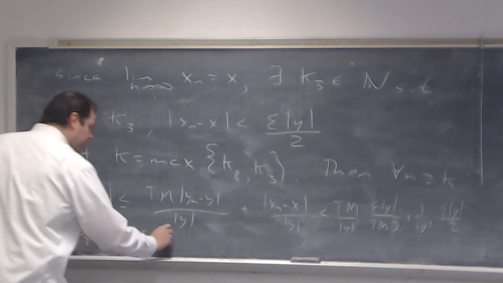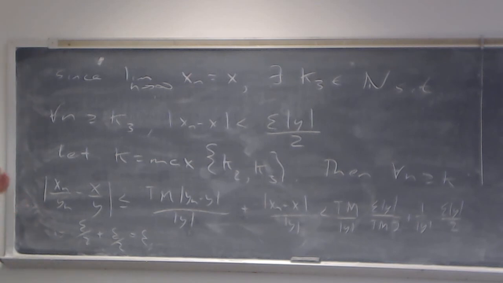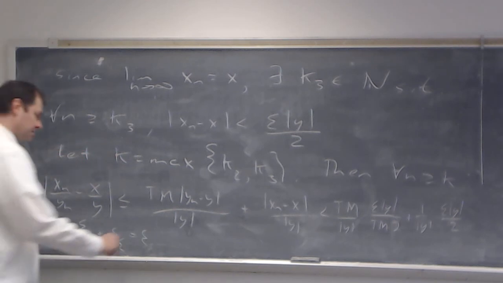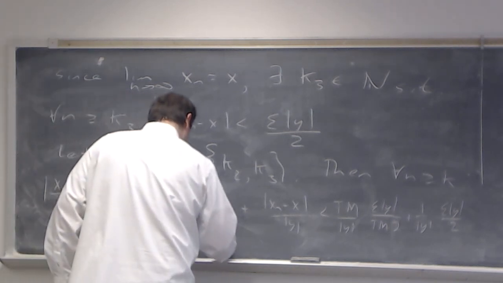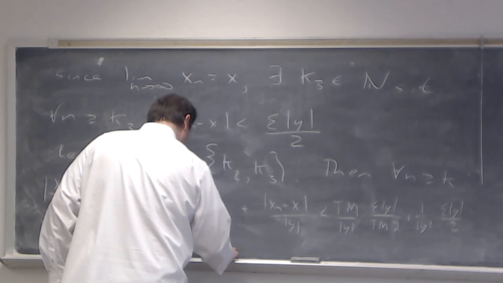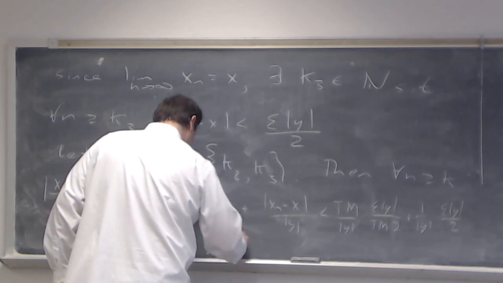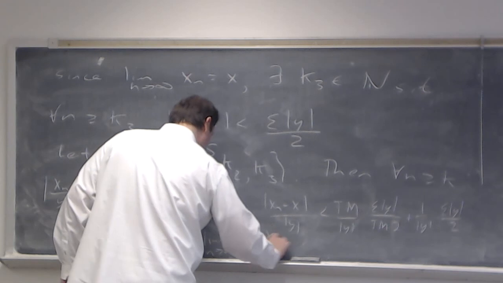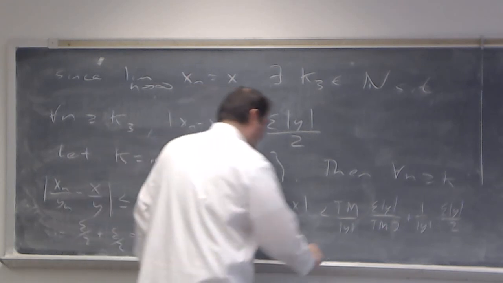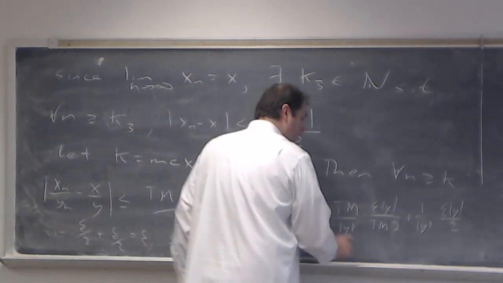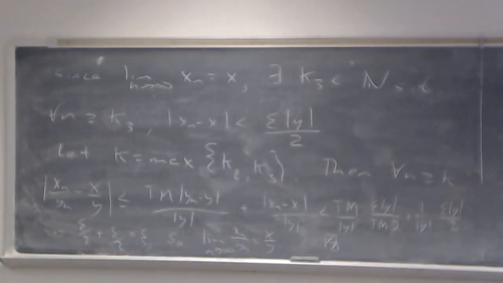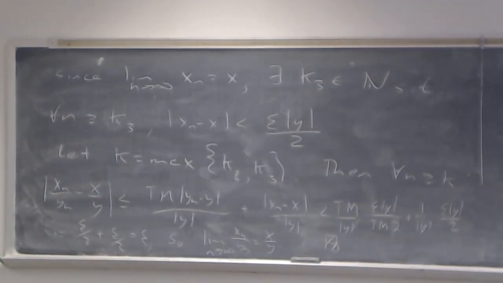So what happened here was, I wanted to show that the absolute value of x sub n over y sub n minus x over y was less than epsilon for all n's bigger than some spot. I did. So that means the limit as n goes to infinity of x sub n over y sub n equals x over y. And that's the proof. It took us a day and a half to do it, but there it is with all of its details.